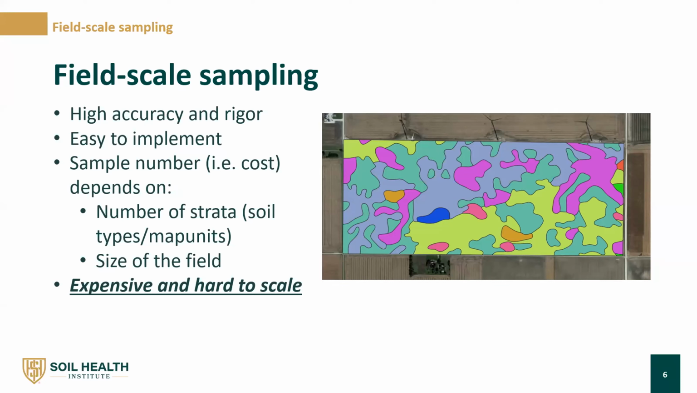And the critical piece here is that the sample number depends on two factors, the number of soil strata, but largely the size of the field. So the more soil types you have, the more samples you will need. The larger the field, the more samples you'll need. And this gets to the main constraint of field level sampling, is that it can be really expensive and hard to scale. It has a high requirement for sample numbers. So that makes it really, really costly when we think about sampling not one field, but hundreds of fields.